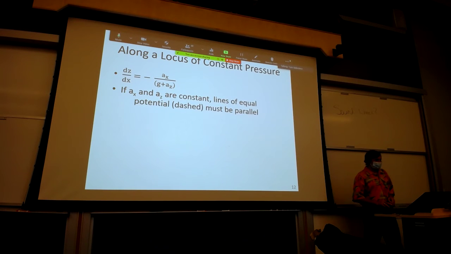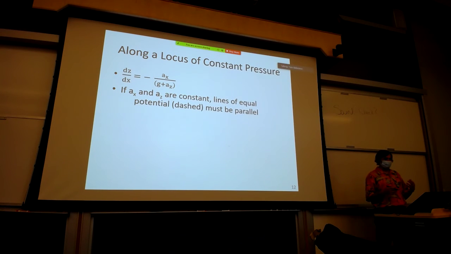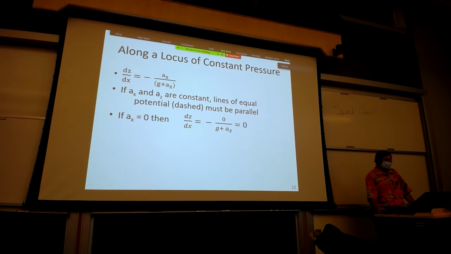If AX and AZ are constant, then the lines of equal potential, which just means pressure or energy as you will see in the future, must be parallel. That's what we saw in the last slide. So it's not only the free surface, it's anywhere below that free surface, these contours are parallel.